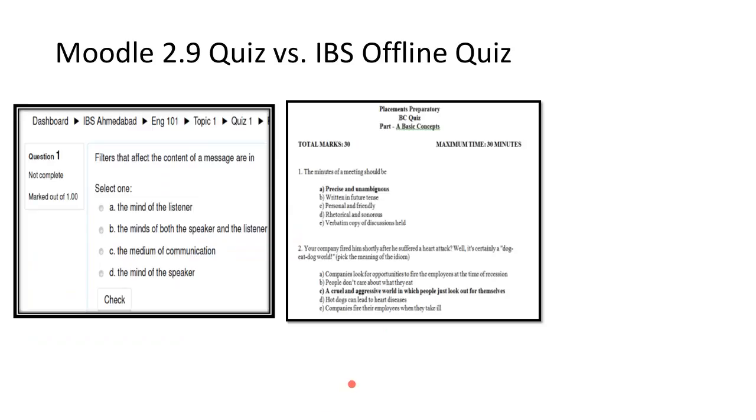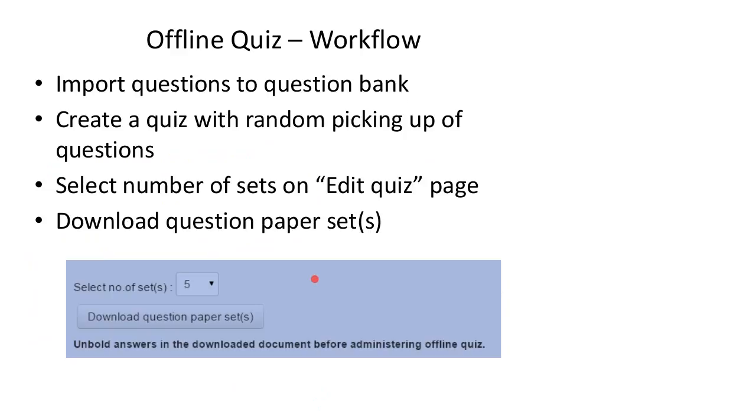So this is the difference between the Moodle 2.9 quiz and our IBS offline quiz feature. Here we can only take a printout of the screen using the print screen option or print option. Whereas with ours, in the prescribed template we get the course name, quiz title, total marks and maximum minutes, with different sets of questions, but all the answers are in bold. So for that we gave instructions.